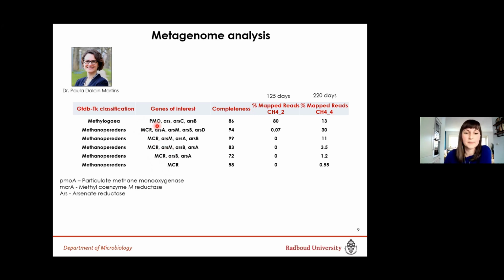And then we had, of course, the Methanoperedens species. In fact, there were 5 different Methanoperedens strains. All of them, of course, encode methyl-coenzyme M reductase. But what was particularly interesting is the fact that they all encode arsenate reductase. And that was quite intriguing. They all seem to be resistant to arsenic and likely also able to use arsenic as an electron acceptor.